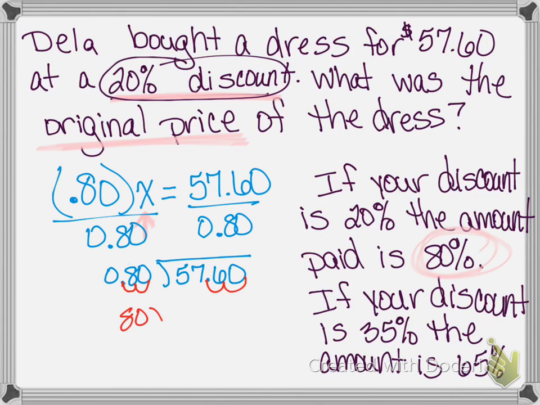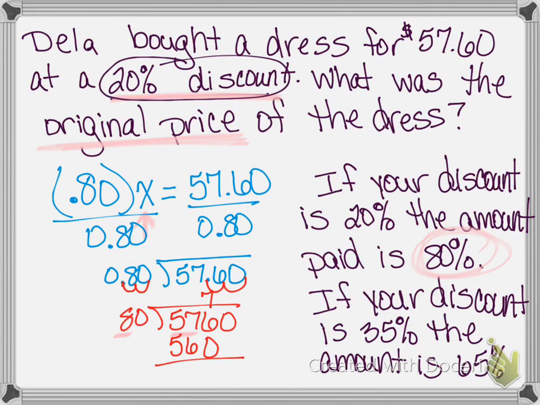So what I'm doing is I'm actually doing 80 into 57.60. Okay? So I'm going to ask myself, how many times does 8 go into 57? 7 times 8 is going to be 56. You're right. Okay, so it is 7. 7 times 0 is 0. 7 times 8 is 56.